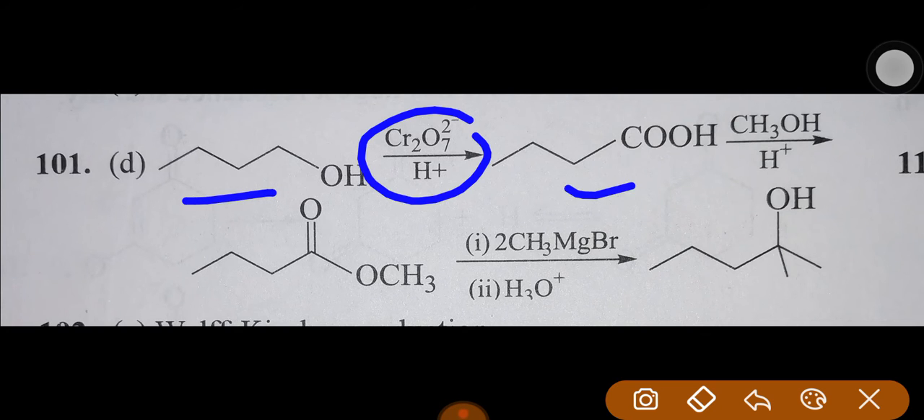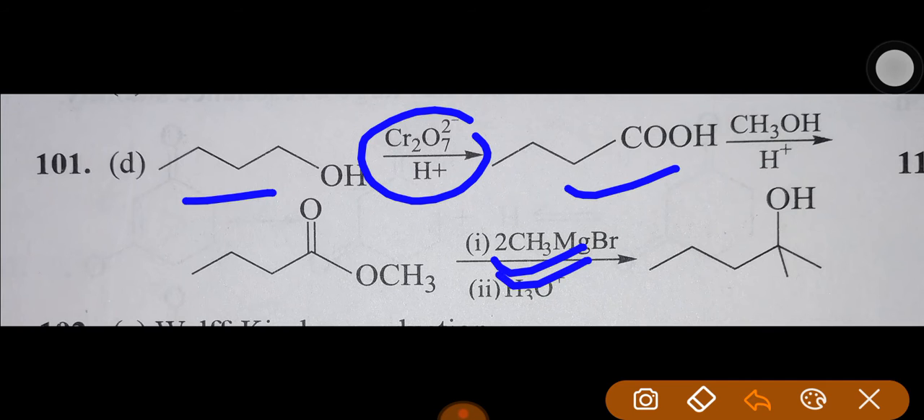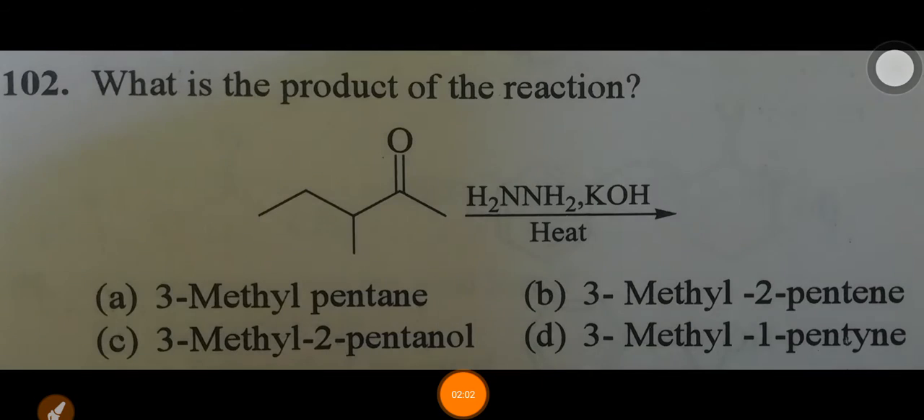The alcohol is oxidized by this into acid, and this acid is esterified by methanol. So this ester will be formed, and this ester will be attacked by two molecules of Grignard reagent. So the final product will be a tertiary alcohol. So the answer of this question is D. Let's move to the next question.